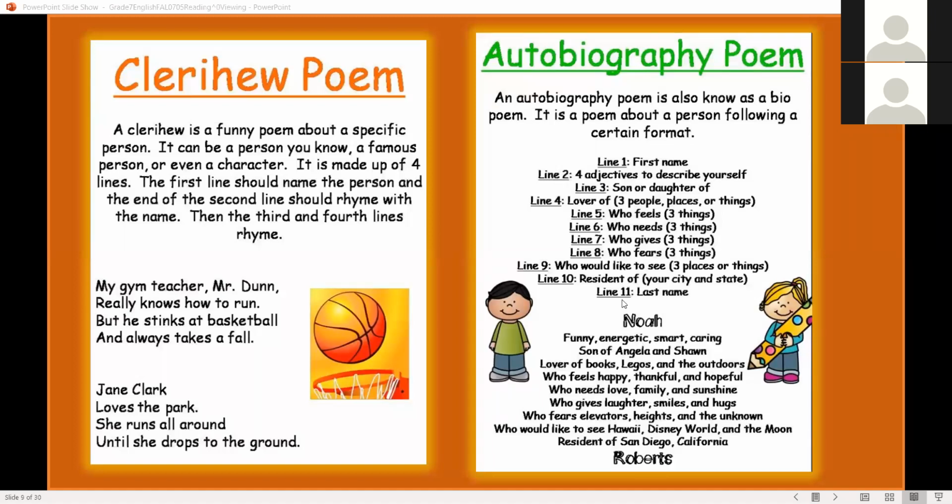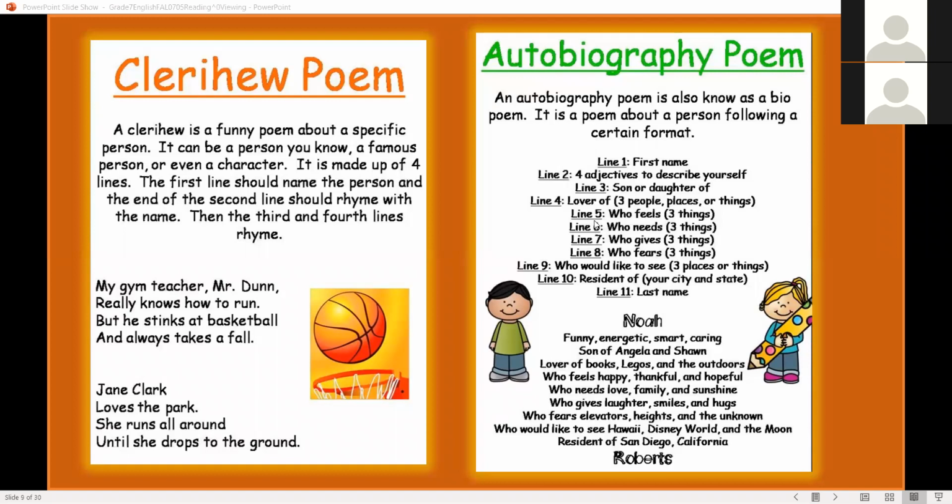All right, so the first line is the name of the person whose autobiography you are going to write about. Line 2, you have 4 adjectives to describe this person. You can do your own biography. It can be about you. You can put your first name at the top. You can write 4 adjectives to describe yourself. In line 3, son or daughter of. So for example, you are a son of, and your parents' names. Okay. Lover of, so in other words, what do you love to do? 3 people you love, 3 places you love, or things you love, right?